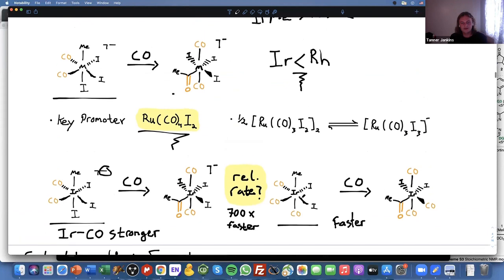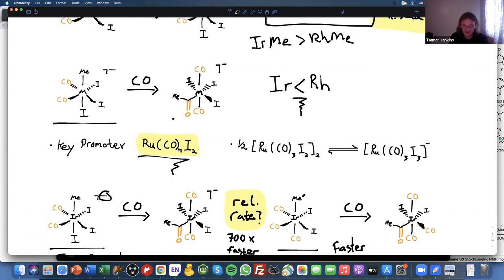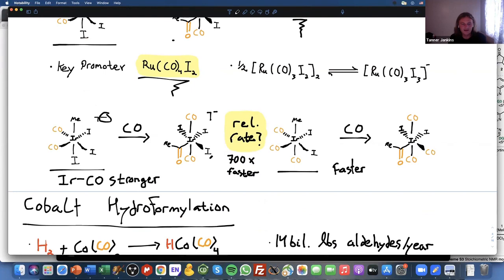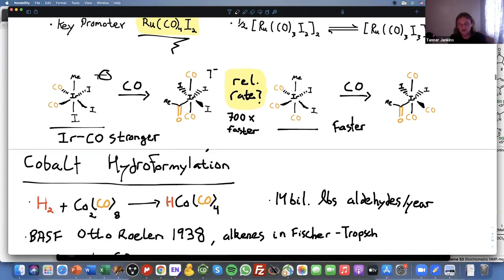And so here we've sort of gone through in warp speed the BP Cativa and Monsanto acetic acid process. And now we're going to move on to a little more complex chemistry where we have more than just C1 building blocks.